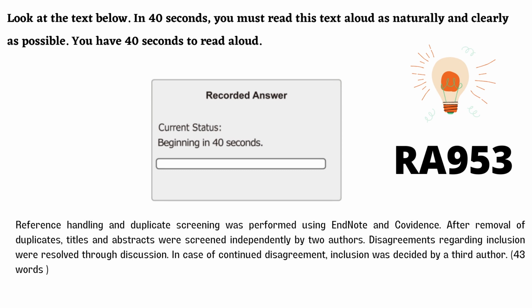Reference handling and duplicate screening was performed using EndNote and Covidence. After removal of duplicates, titles and abstracts were screened independently by two authors. Disagreements regarding inclusion were resolved through discussion. In case of continued disagreement, inclusion was decided by a third author.